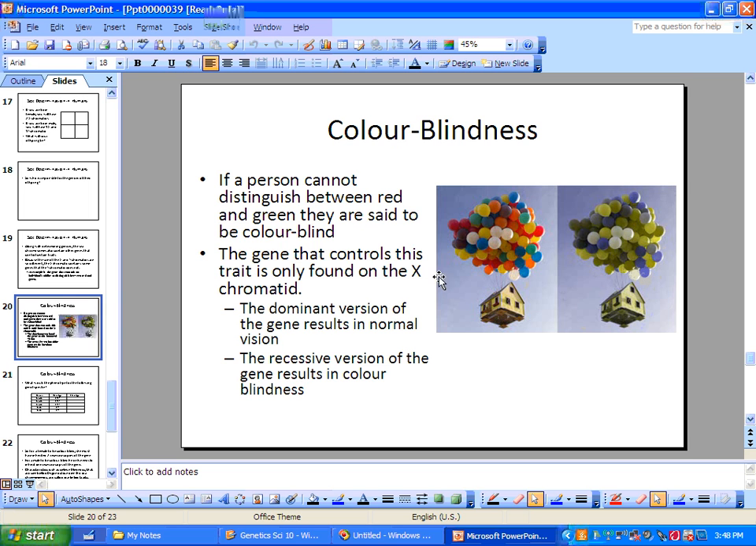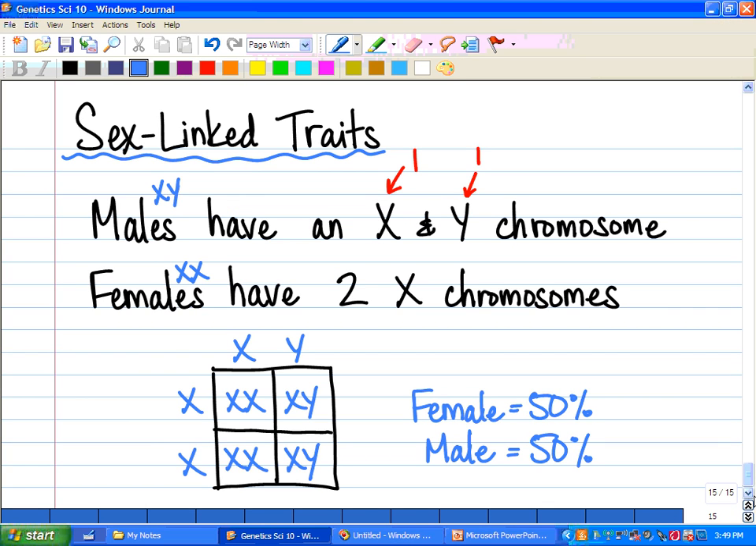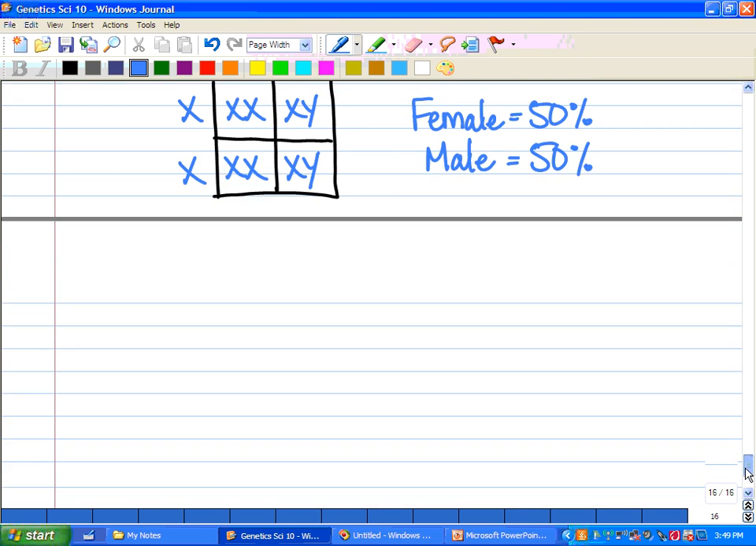Now that gene that controls color blindness is only on the X chromosome. It doesn't show up on the Y chromosome. In fact, I don't think there's any sex-linked traits that are on the Y chromosome. It's always on the X chromosome. So let's look at color blindness as an example. So under sex-linked traits, let's put a little EG. So for example, color blindness.